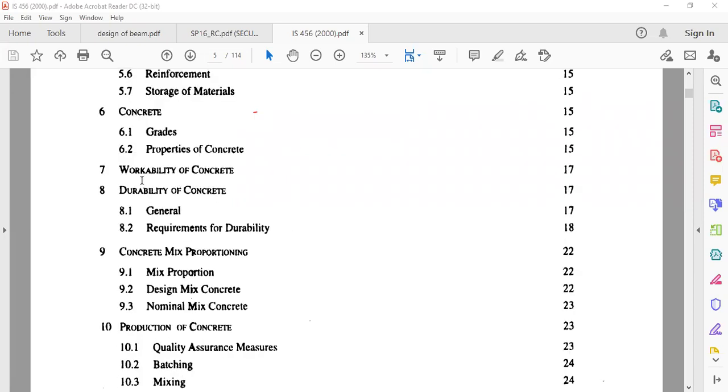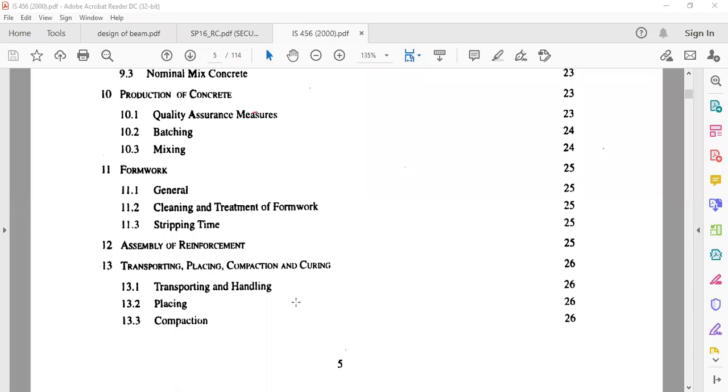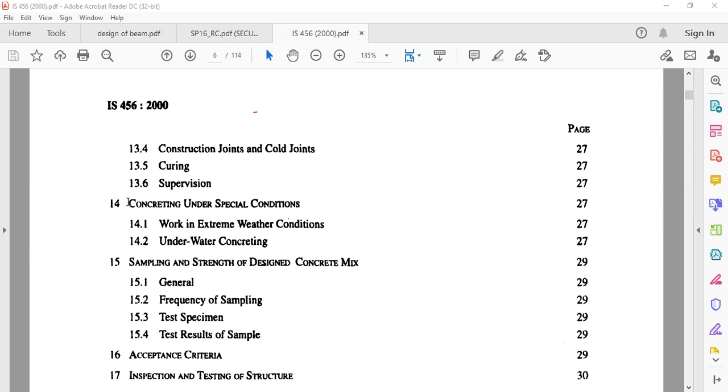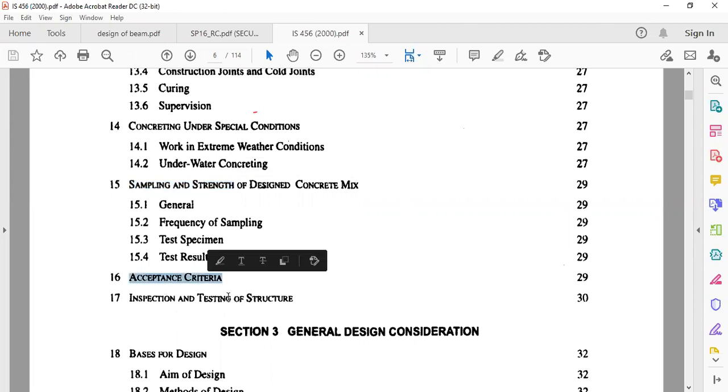And then workability: how should the workability of concrete be? What about durability, concrete mix proportioning? The exact procedure for mix proportioning, you may find in a different IS code. Then formwork, production of concrete, assembly of reinforcement, transporting, placing, compaction and curing, then concrete under special conditions, sampling, acceptance criteria, inspection and testing of structures. So this is also included.